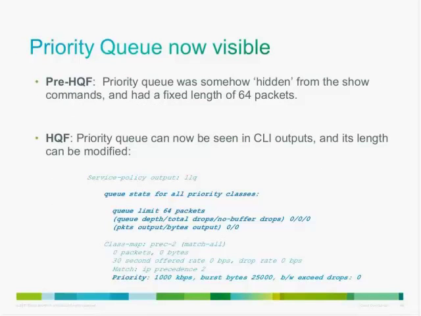Priority queue. In earlier versions, we couldn't see the queue limit values on the priority queue, but now with the priority queue, we can see the number of packets available. It displays the queue limit in the show policy map output.